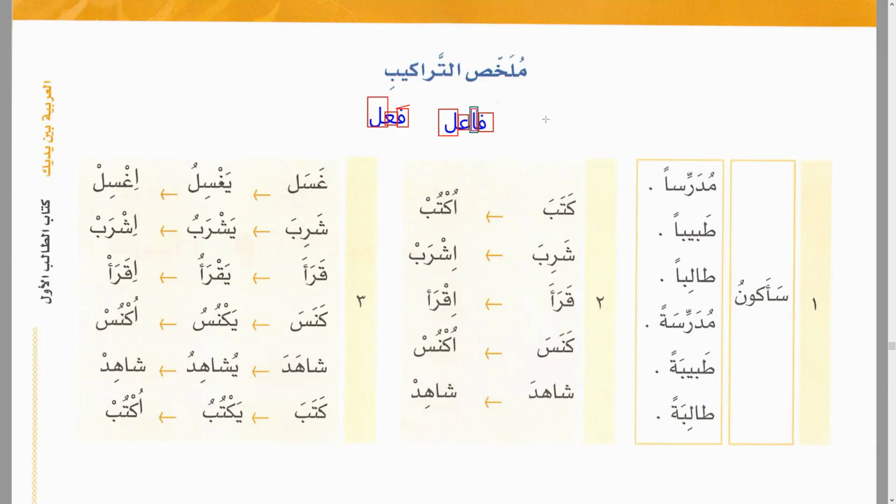Once you know these patterns, anytime you see a pattern like this, you know the root letters are sheen, ha, dal. This alif is an extension, right? Mazid fihi. It'll take time for that, but inshallah.